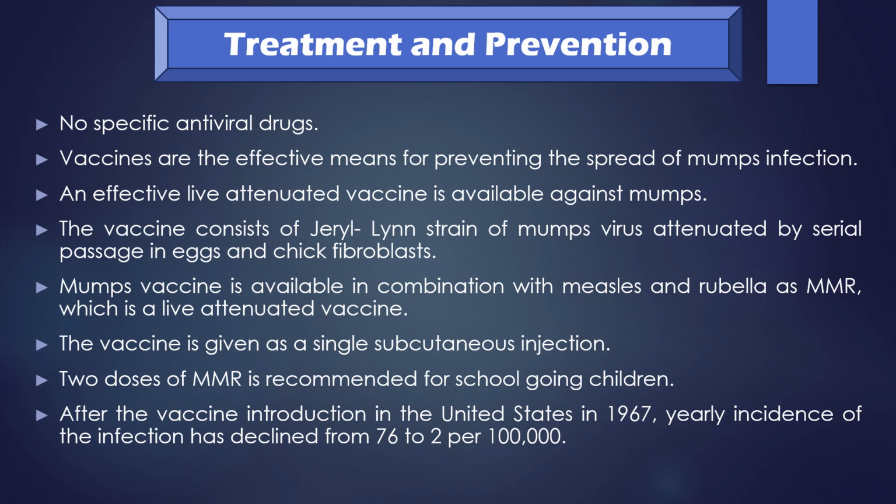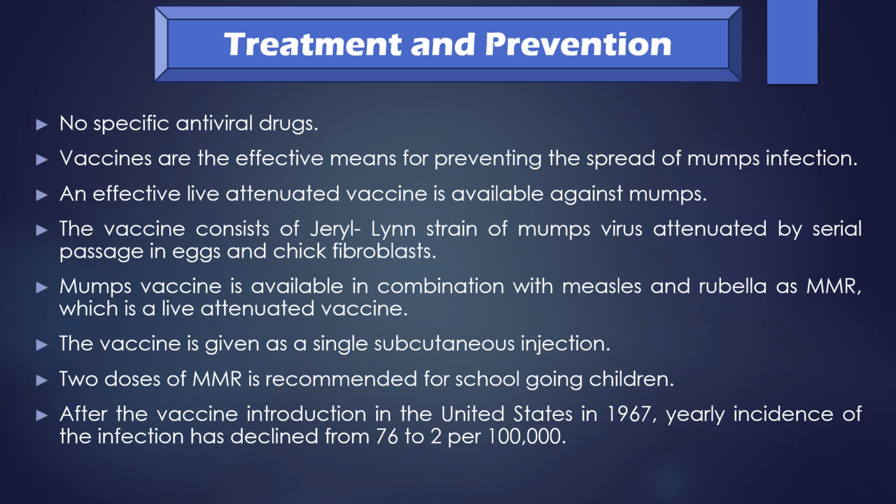Treatment and prevention. There are no specific antiviral drugs available for mumps viral infection. Vaccines provide the only effective means for preventing the spread of mumps infection. An effective live attenuated vaccine is available against mumps. The vaccine consists of the Jeryl Lynn strain of mumps virus, which is attenuated by serial passage in eggs and chick fibroblasts. Mumps vaccine is available in combination with measles and rubella as MMR, a live attenuated vaccine. It is given as a single subcutaneous injection, and 2 doses of MMR are recommended for school-going children.